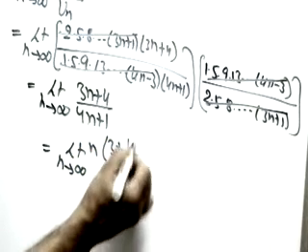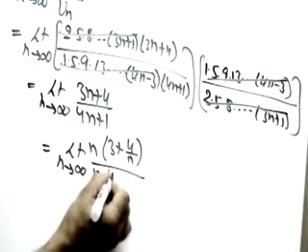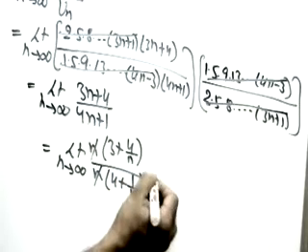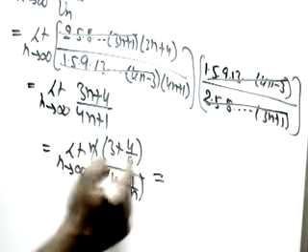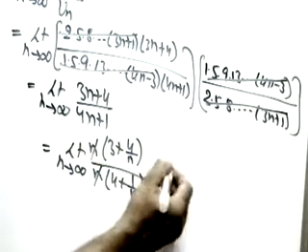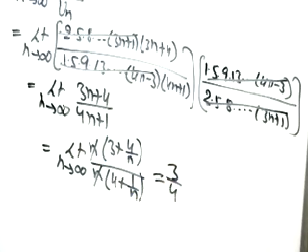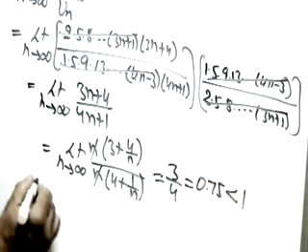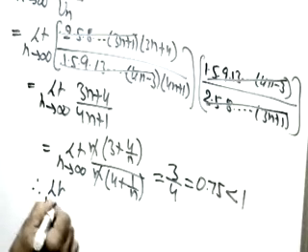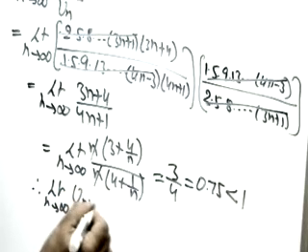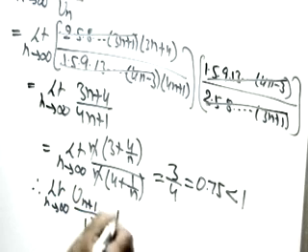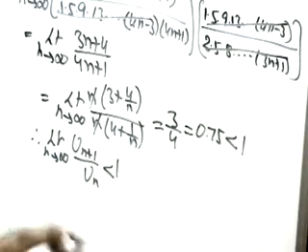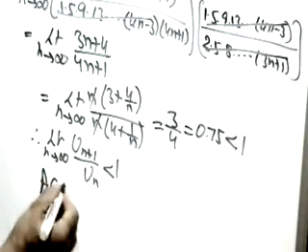If you take n common, you are left with 3 plus 4 by n in the numerator, and taking n common, 4 plus 1 by n in the denominator. So n and n cancel. Now if you substitute the limit, 4 by infinity is 0 and 1 by infinity is 0. So this is 3 by 4, which is 0.75, that is less than 1. Therefore, limit n tends to infinity un plus 1 by un is less than 1. That means the series is convergent.